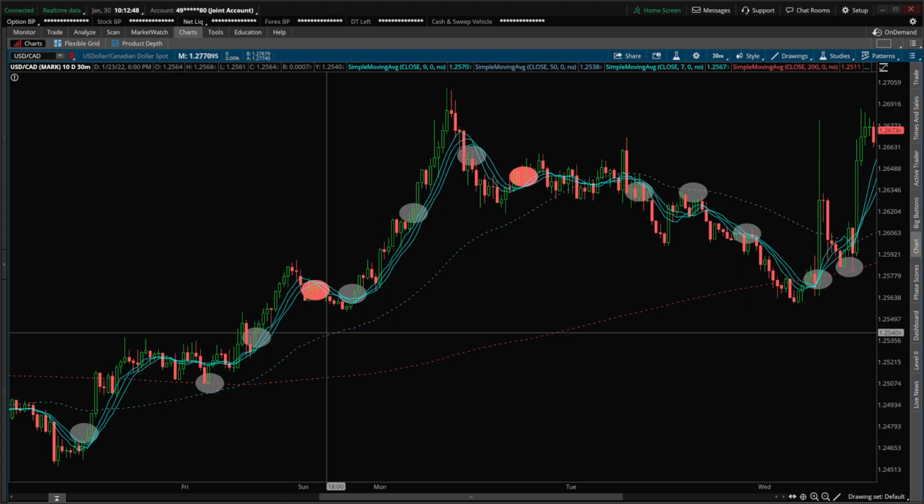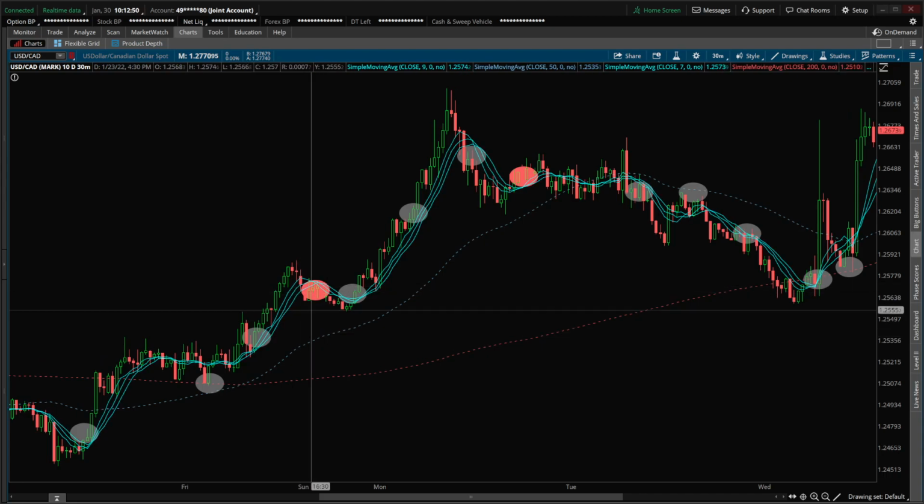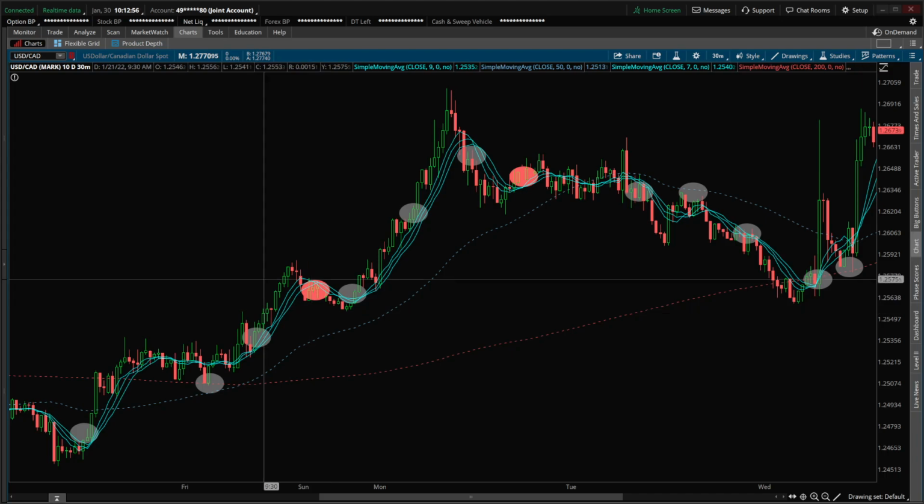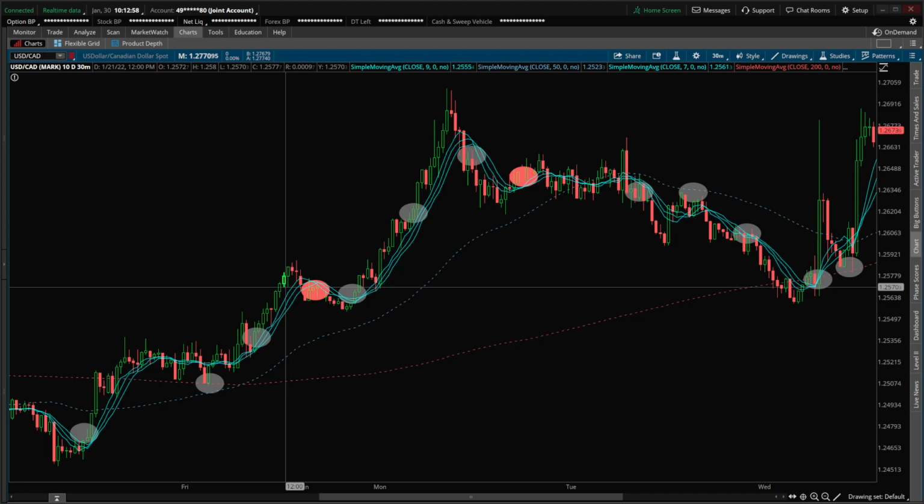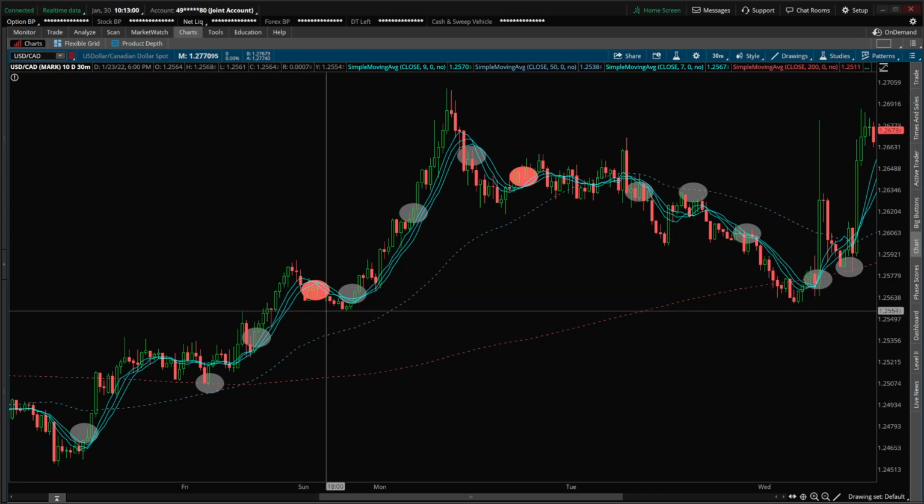Also, the losses get cut a lot sooner on an intraday chart than they would on a daily chart, so my losses are smaller, and that just kind of makes me feel better psychologically, and so I prefer this model.